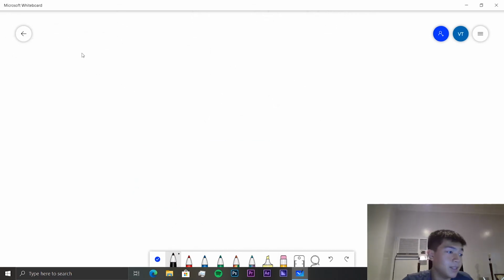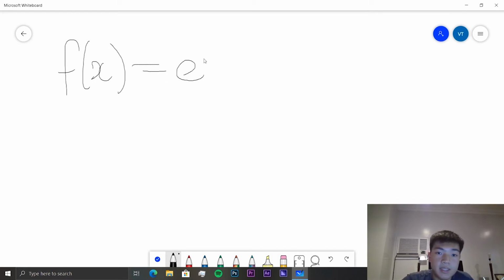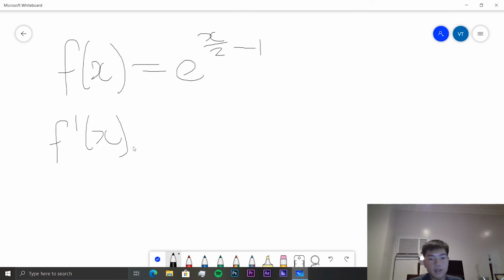Next, we have find the equation of a tangent to the curve f of x is equal to e to the x over 2 minus 1 that passes through the origin. So we need to find a tangent of this curve that passes through the origin. Interesting problem. Okay, so let's get the derivative. f of x is equal to, what is this? e to the x over 2 minus 1. So this would be 1/2 e to the x over 2 minus 1. So this is the gradient of the curve.